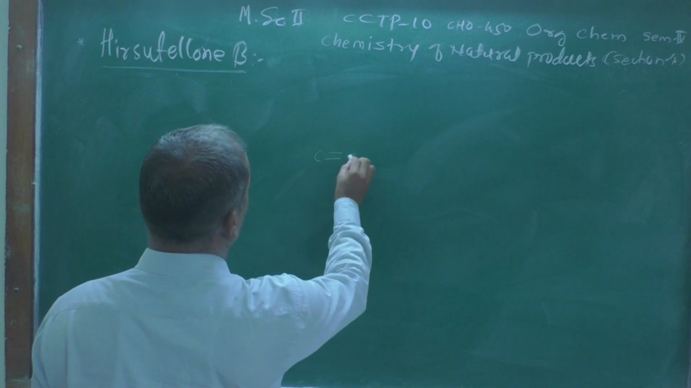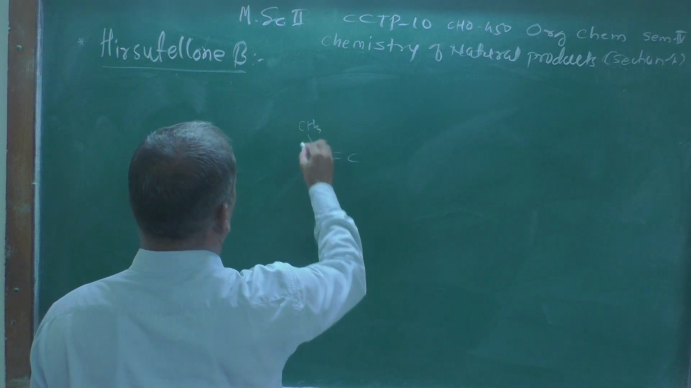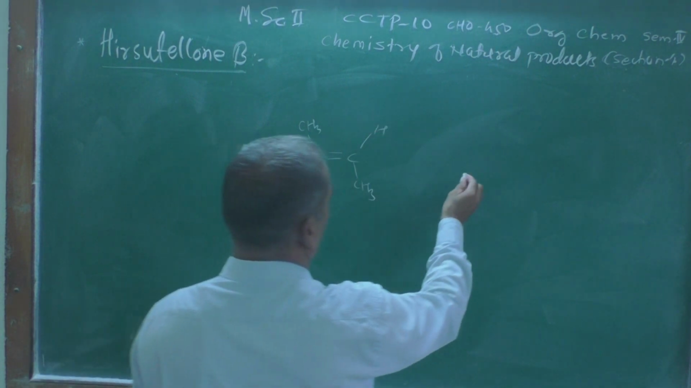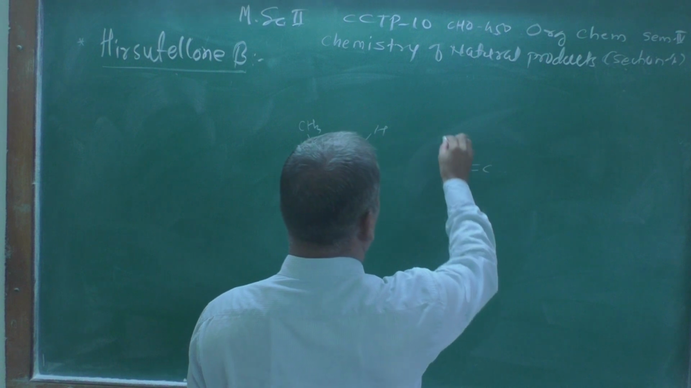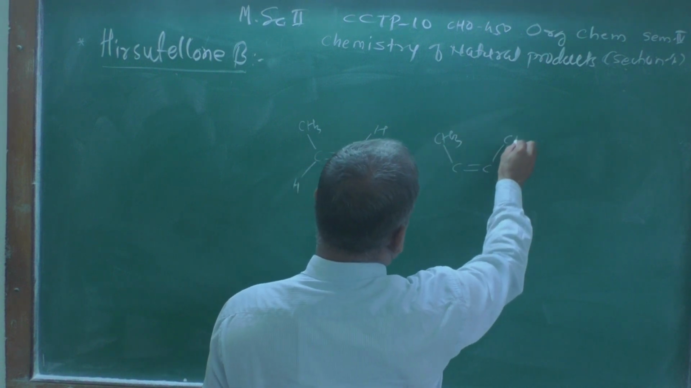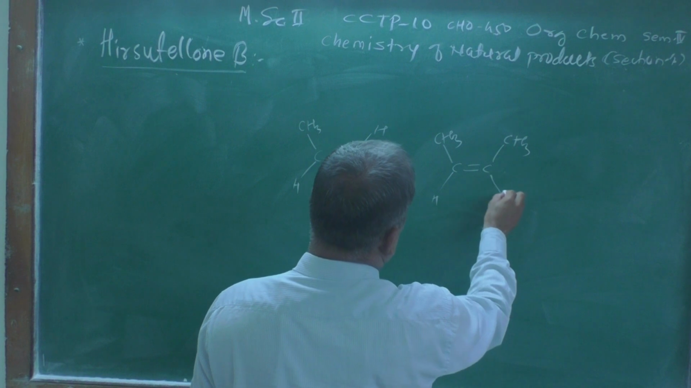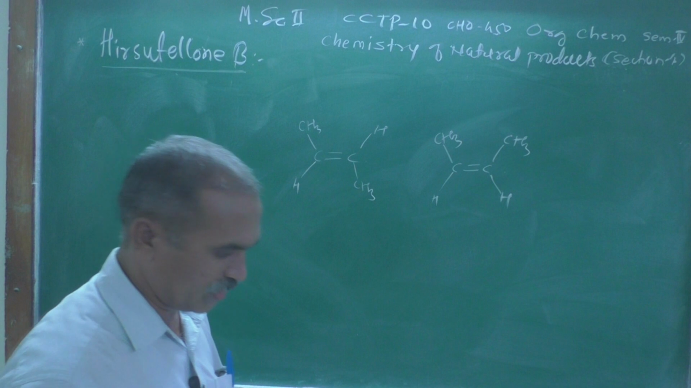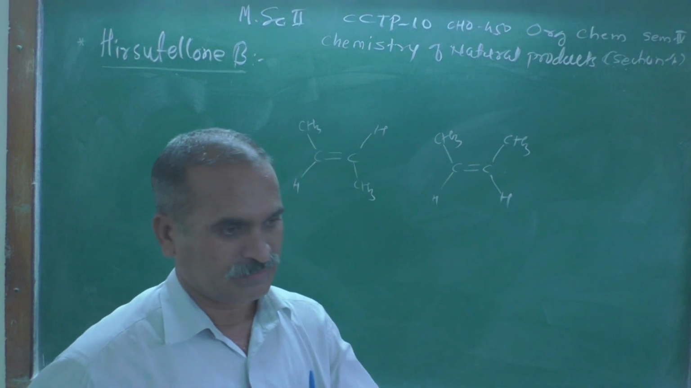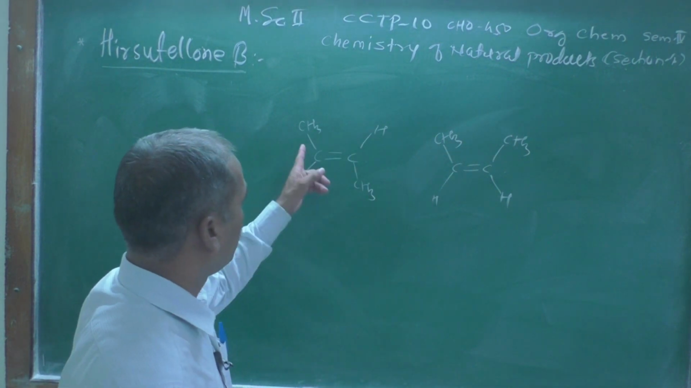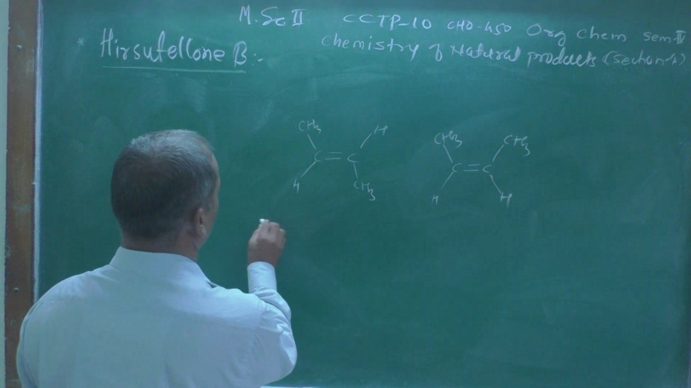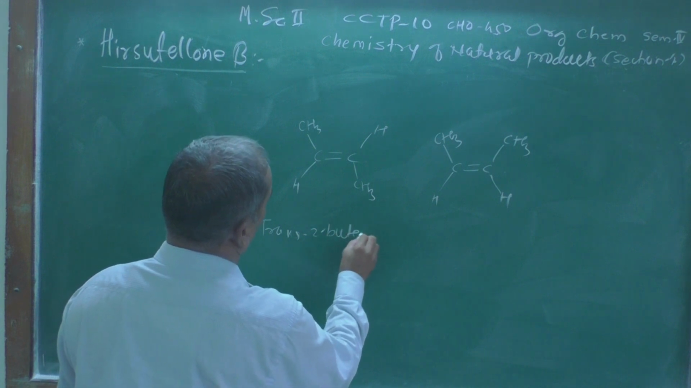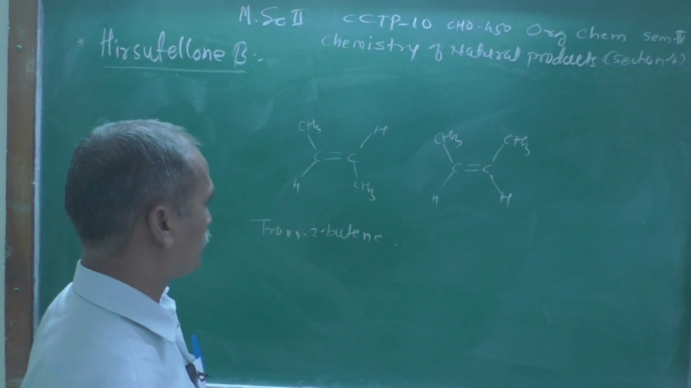Let us see here. Here CH3, here CH3, here H and here H. In the other case, I am writing here CH3, here CH3, H and H. There are two structures. 2-butene has two structures. If you observe this first structure, it is trans 2-butene.